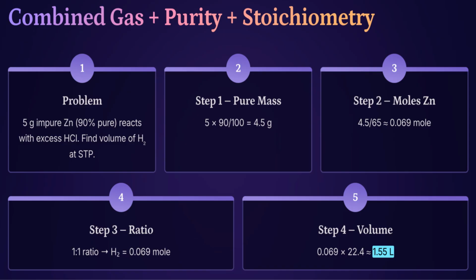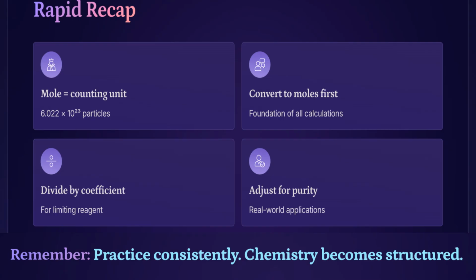Consistency builds mastery. To recap, remember the mole is a counting unit. Always convert to moles first. Divide by the coefficient for the limiting reagent, and adjust for purity in real-world applications. Practice consistently to structure your chemistry knowledge.